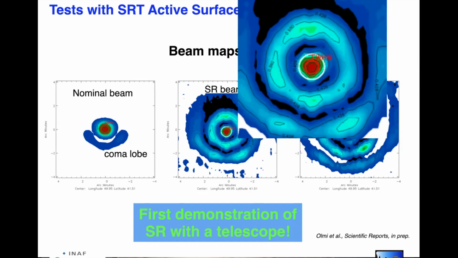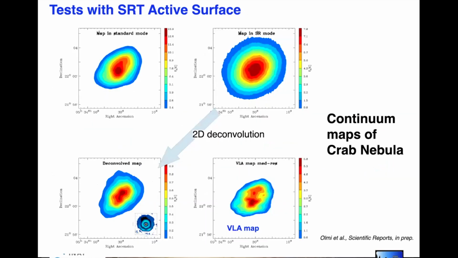Now, of course, you may wonder, well, with these side lobes so high, you cannot do any real astronomy. That's not the case. We also tried to verify that, and we'll do more tests in the upcoming months. But here is an example. We also mapped a real astronomical source, the Crab Nebula. You can see on the top row there are two maps. The map on the left is obtained with the standard mode with the nominal beam, no super resolution. And on the right-hand side, you can see the map obtained in super resolution mode.